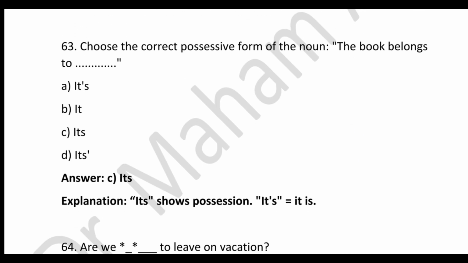Choose the correct possessive form of the noun. The book belongs to dash. Correct answer is option C, that is its. Because its shows possession.